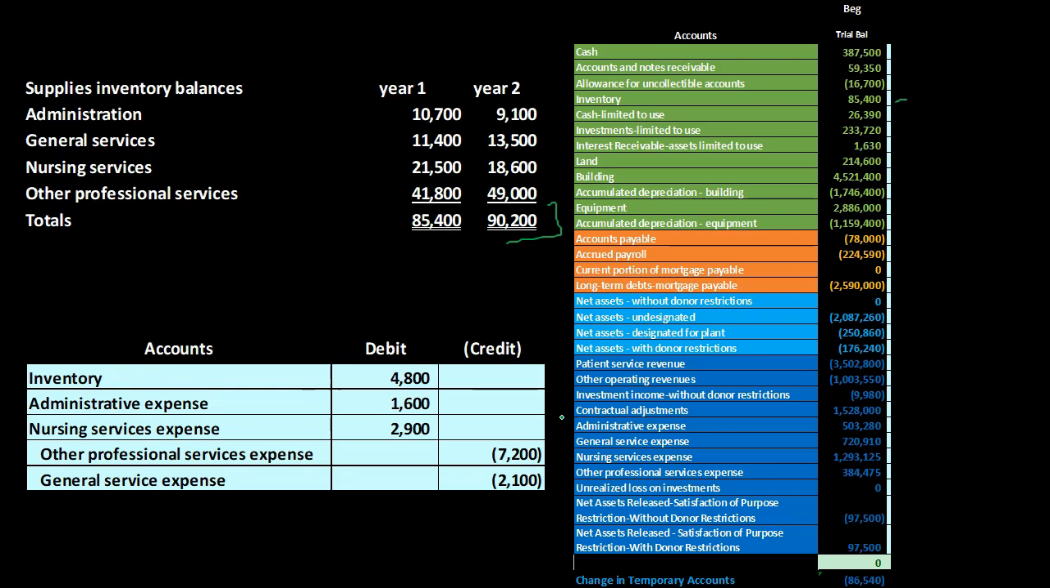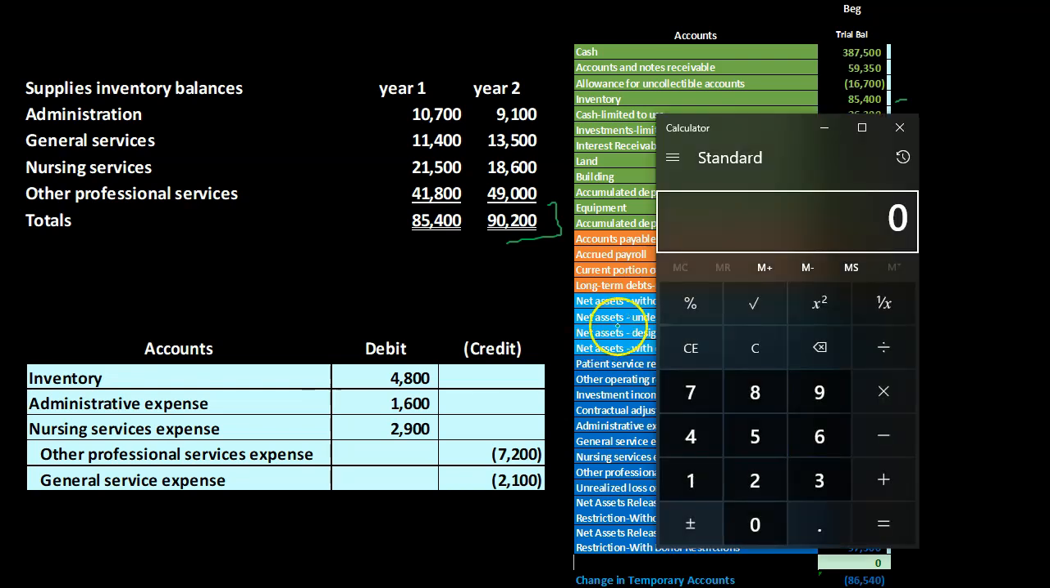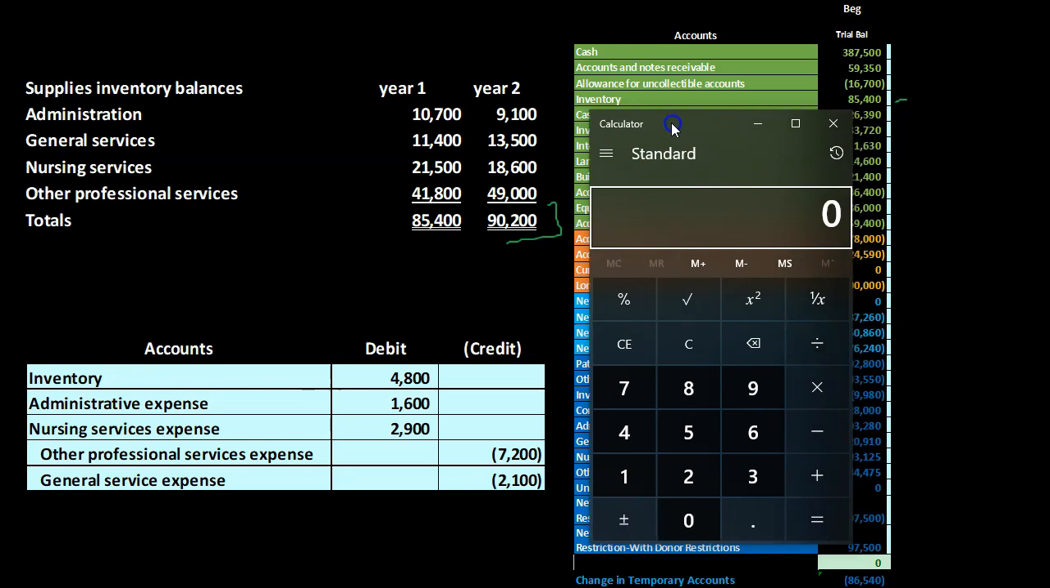So if we take out the trusty calculator once more, we're going to say that for the admin, we had the 10,700 minus the 9,100. That's going to give us the 1,600.